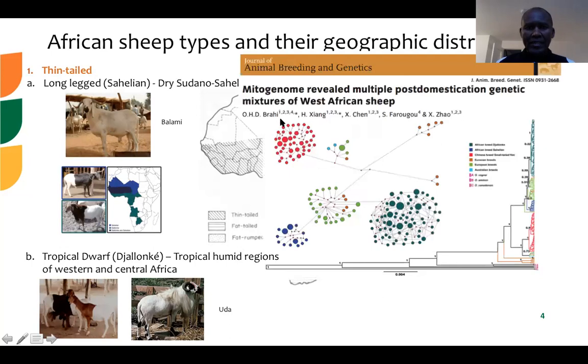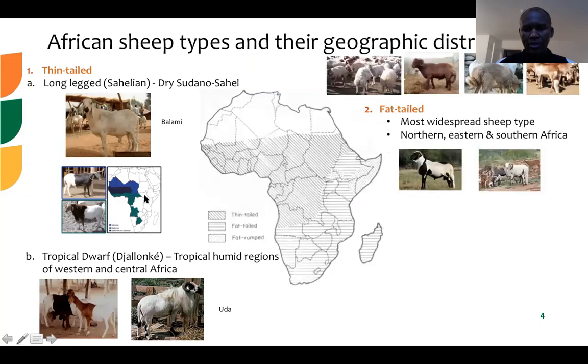Interestingly, a recent analysis of the mitogenome of these two types of sheep found two divergent groups, one representing the long-legged type and the other representing the dwarf type, suggesting a clear maternal divergence between the two subgroups. The other group of sheep is the fat-tailed sheep, and this is the most widespread sheep in the continent, as it occurs in Northern Africa, Eastern Africa, as well as in Southern Africa. It is the only type of sheep found in Madagascar.